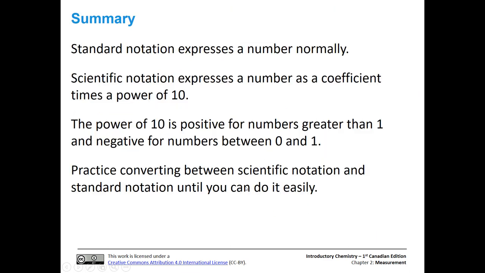All right. So our summary. So basically, we're all familiar with standard notation. We probably don't call it that, but that's just the normal expression of a number. Scientific notation expresses a number as a coefficient times a power of 10. Now that power of 10 is positive for numbers greater than 1 and negative for numbers between 0 and 1. So basically less than 1. And so you want to practice converting between scientific notation and standard notation until you can do it easily.